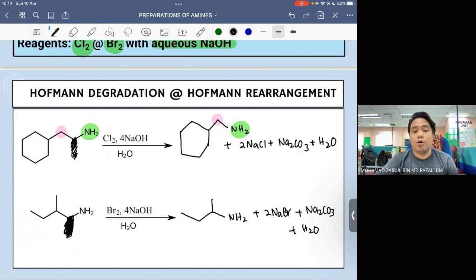So these are the 4 chemical reactions that you can use to produce amine. Okay, I think that's all for today and then you can proceed with the tutorial question.